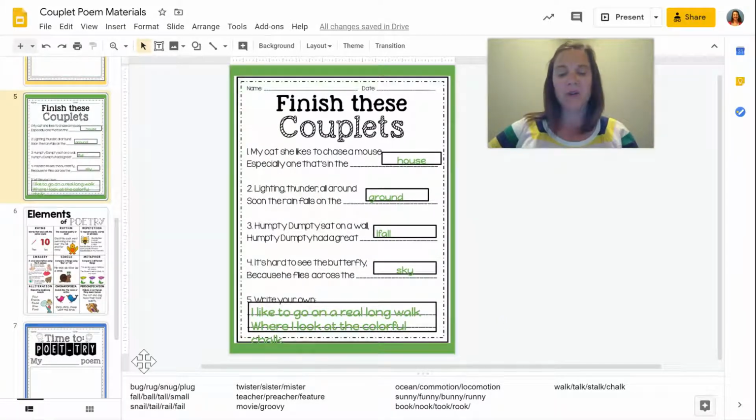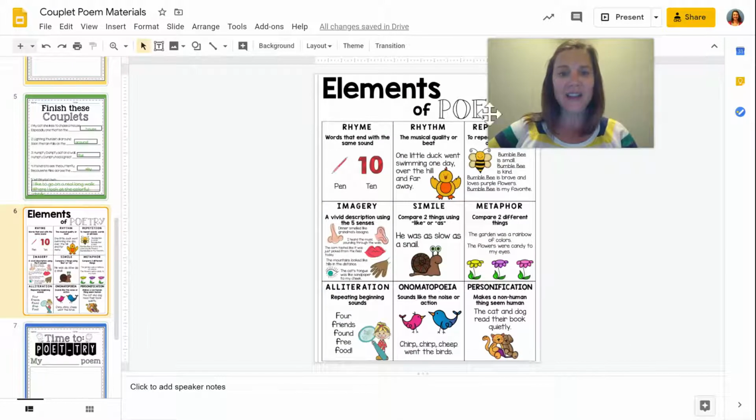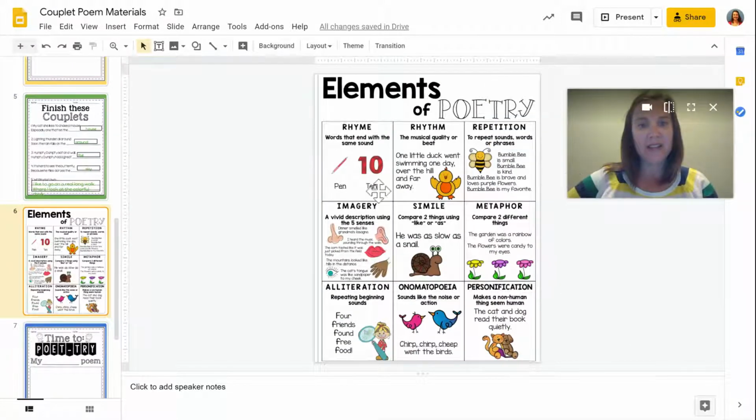So I started out by thinking of what I want to write about and did a lot of different brainstorming and rhyming words. And then I made sure the last 2 words rhyme and that they have the same amount of syllables. All right. And this next slide basically is just a reference guide for you to look at some of the different elements of poetry.